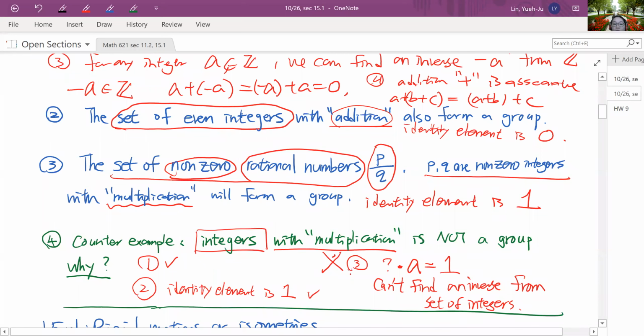So you should do this kind of practice to become familiar with the definition of the group. Later on, after we go a little bit further, I'm going to assign some questions where you really need to use the definition of group, okay?